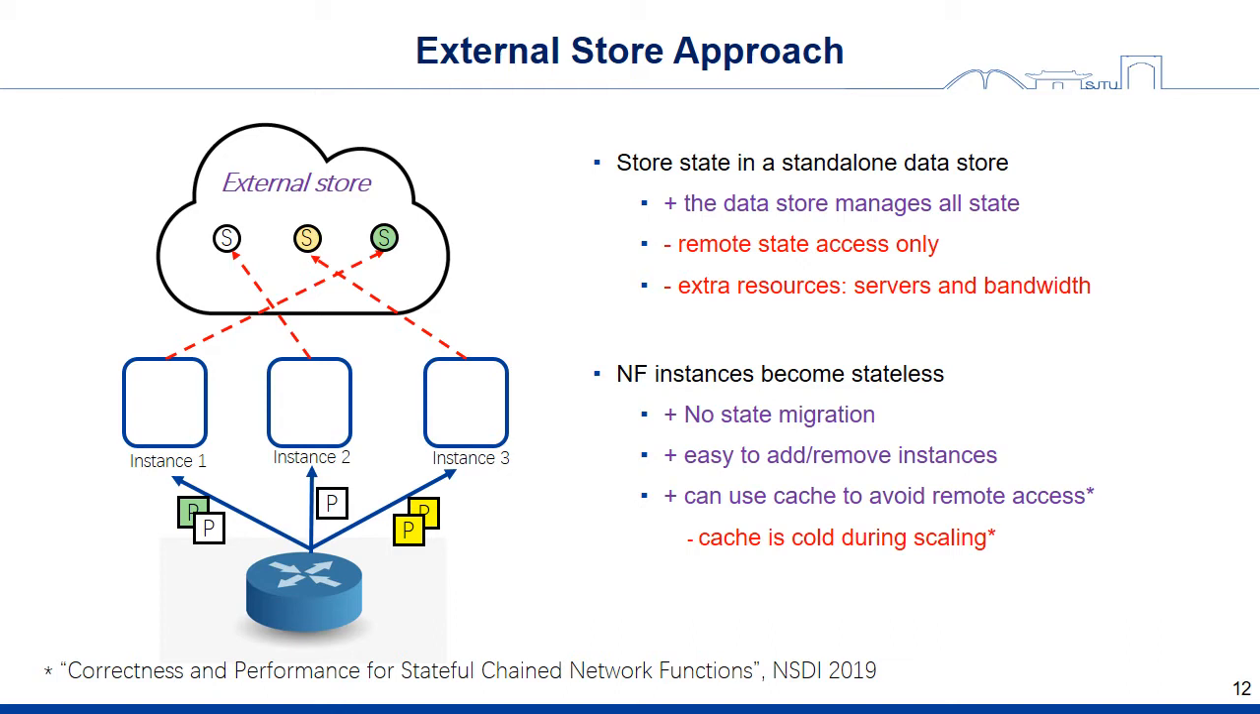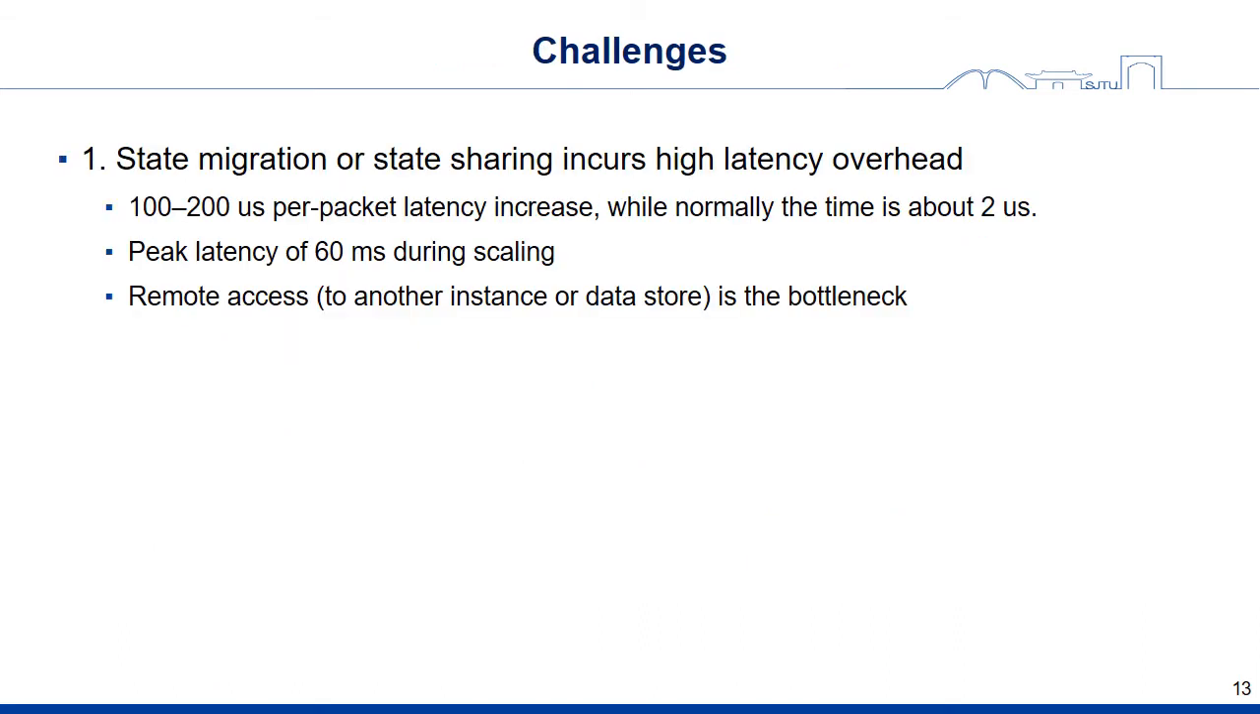It mitigates this problem by adding a cache layer between the instances and the remote data store. In this way, the instances access the cache in local memory most of the time. However, during elastic scaling, the cache of the new instance is empty, and every access turns out to be a cache miss. So scaling events still compromise performance. After analyzing the prior work, we find that state migration or state sharing still incurs high overhead, especially on per-packet latency.